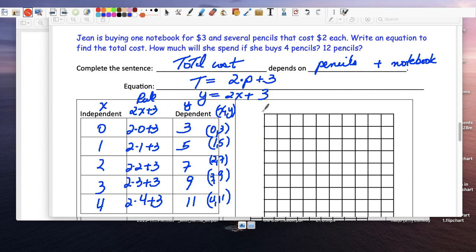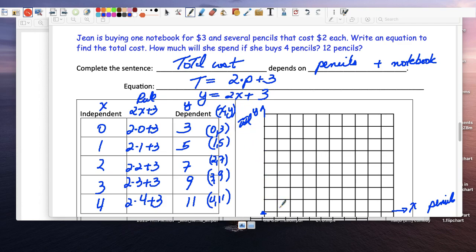So this is my y-axis, which is the total cost. This is my x-axis, which is my independent variable, the number of pencils. Now, how do you explain that at 0, when I buy 0 pencils, I'm already spending $3? Well, I didn't buy any pencils, but I'm still buying that notebook.